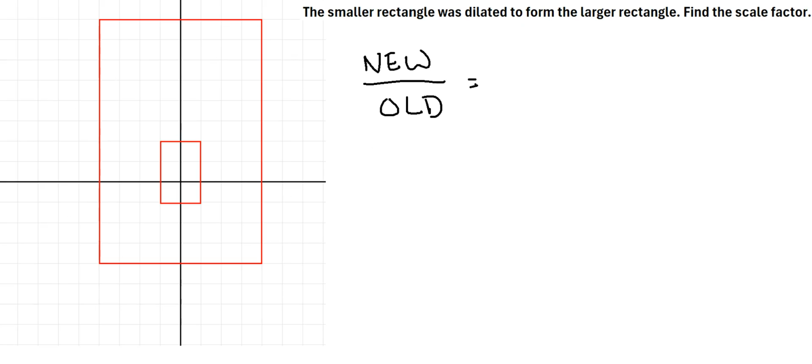So let's pick a side of the new figure. So let's just say, let's pick this side right here. What is the length of this side? This would be 8. So we need to find the corresponding side of the smaller figure, which we said was the old figure. So let's pick this side since it's the corresponding side. We can see this has a length of 2. So if we plug these values into our formula, we said the new rectangle was the larger one. So we'll say 8 divided by the length of the old one was 2. So 8 divided by 2, that's 4. So this is our scale factor.